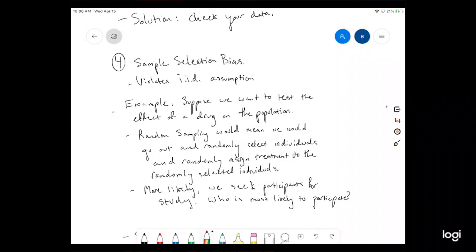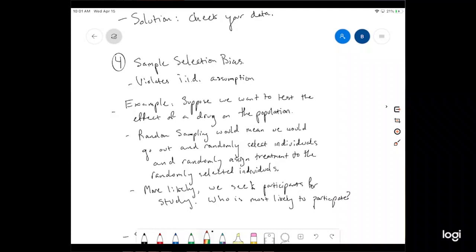But what's more likely is that we don't have the ability to randomly select people from a population. Instead, we're going to sit at our hospital, wait for people to show up, and then ask them if they want to participate in this study. So we need to ask ourselves, who's the most likely to participate? Well, it's going to be people that are already sick, because people that aren't sick don't show up at a hospital. So we need to consider that giving this drug to people that are already sick might have different effects than giving a drug to people that are not sick.